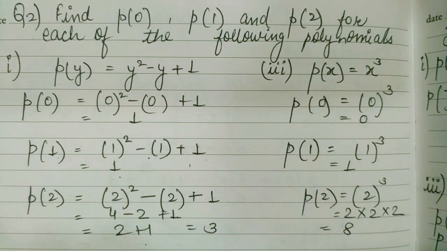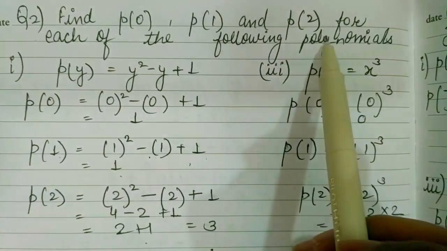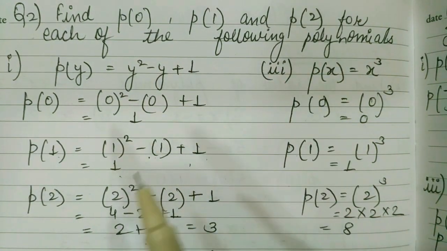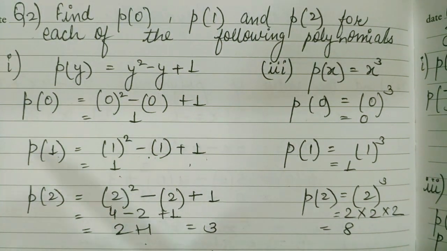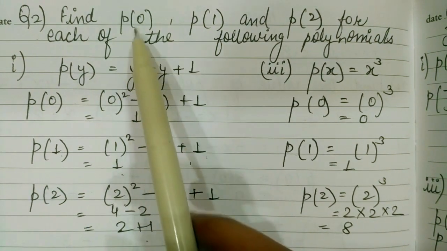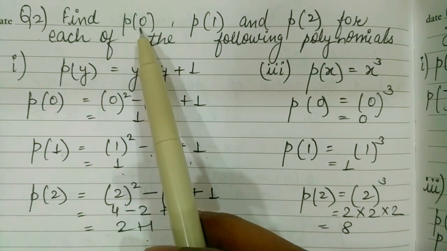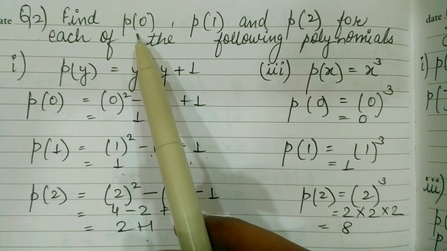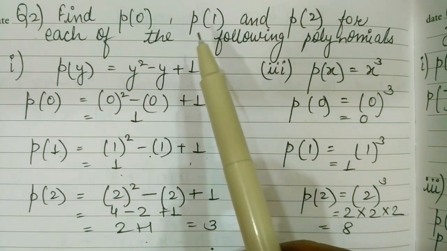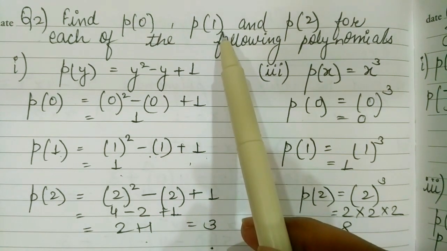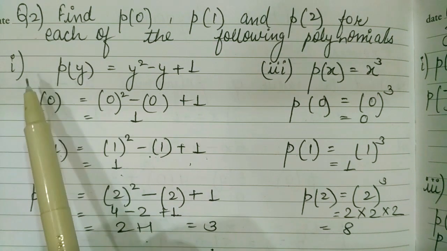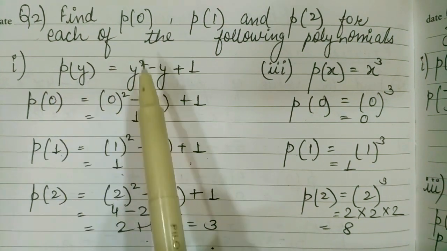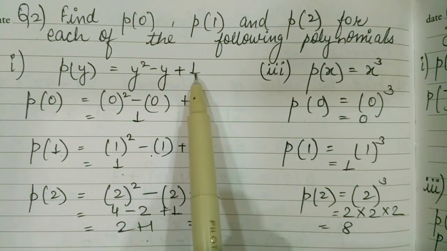This question is find P0, P1 and P2 for each of the following polynomials. What does 0, 1 and 2 denote here? This means what we have to do is put the value of variable as 0 and find the value of polynomial. Next put the value of variable as 1 and find the value of the given polynomial. So let's start doing this. First polynomial is y square minus y plus 1.